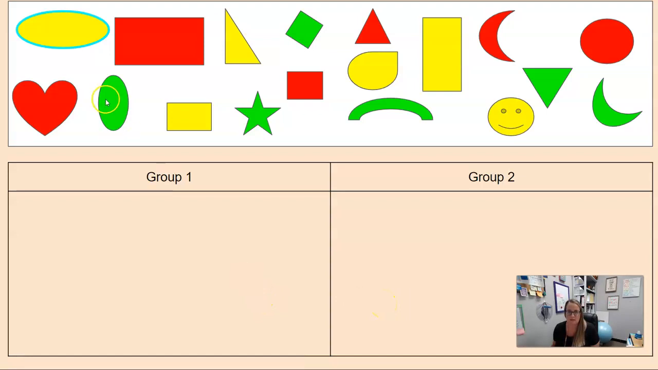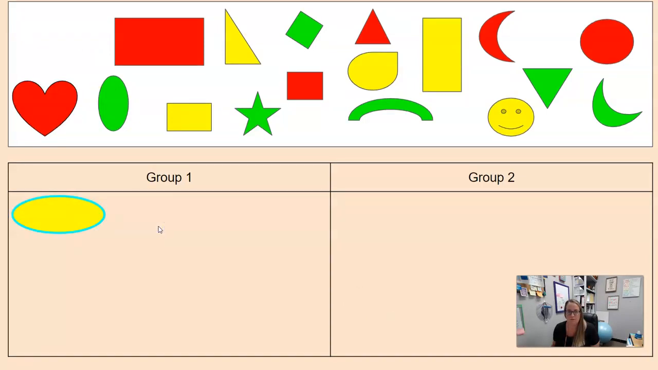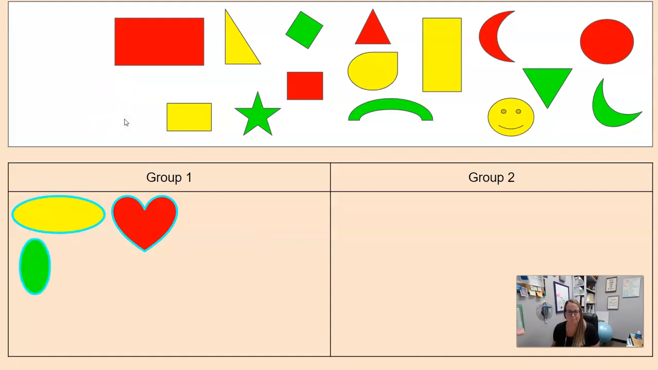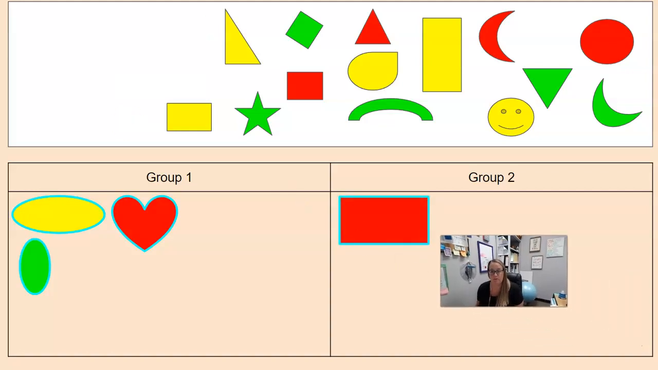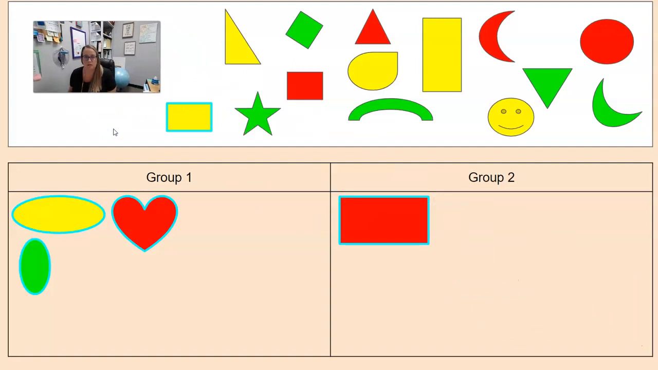So let's see. I'm going to put this one over here. This one is also over here. What about this green oval? It's going to group 1 also. Interesting. All right, what about the red rectangle? Oh, it's going to finally move over here to group 2. And the yellow rectangle? It's going to group 2. The yellow triangle? Group 2 also. Have you figured out what I'm doing yet?